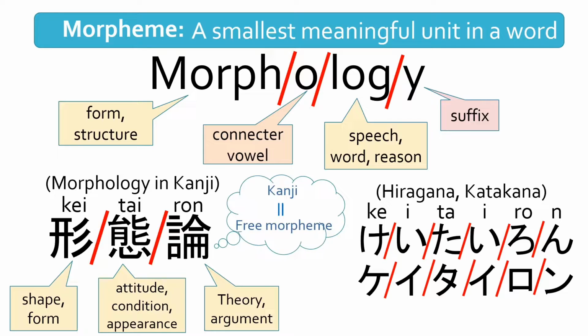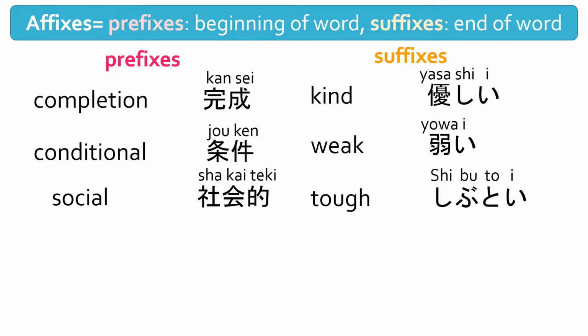At the bottom right side of the screen, it is morphology written in hiragana and katakana, and we could separate them into 6 characters. However, hiragana and katakana themselves have no meaning, so we can't count them as morphemes. Okay, let's go on to the next. Next thing I will talk about is affixes. There are prefix and suffix in affixes. A prefix is placed before the stem of a word, and a suffix is placed after the stem of a word. And there are some similarities in affixes between English and Japanese, so I will show you.